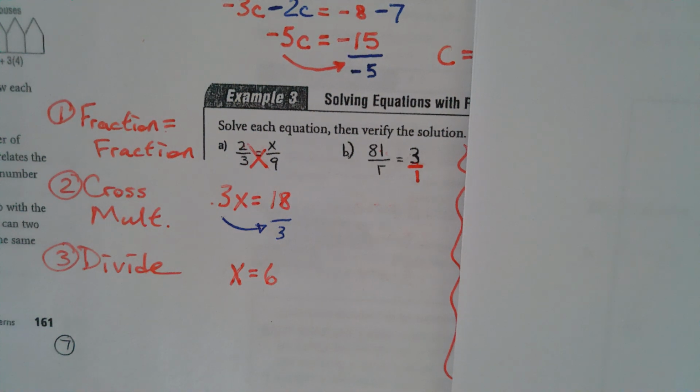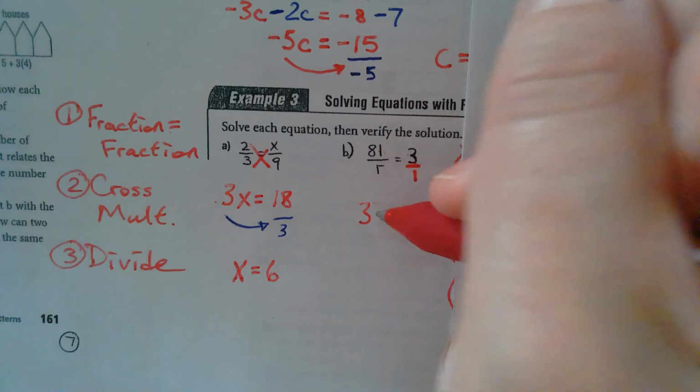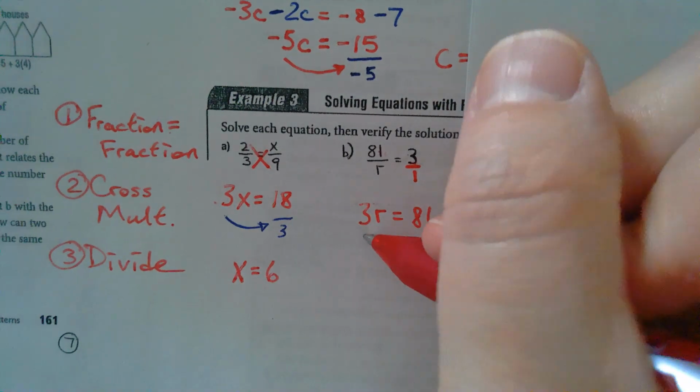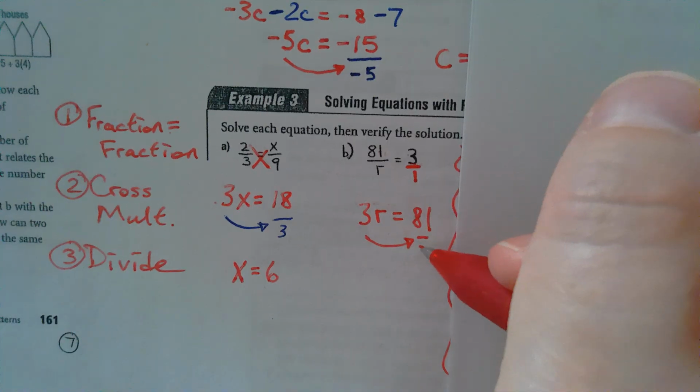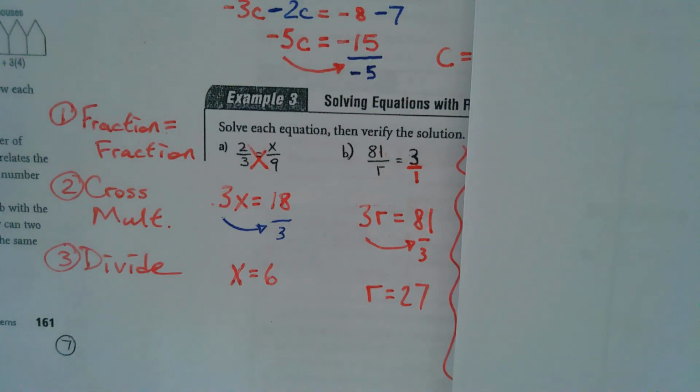Okay, Kafia, finish up this one for me. 3 times r is? 3r. And then 1 times 81? 81 equals, so then r equals 27. Divide. Excellent. And that's it.